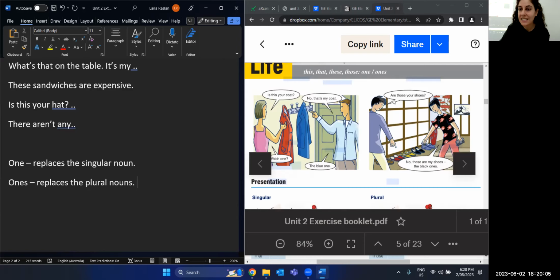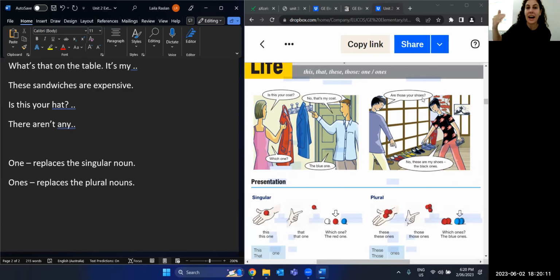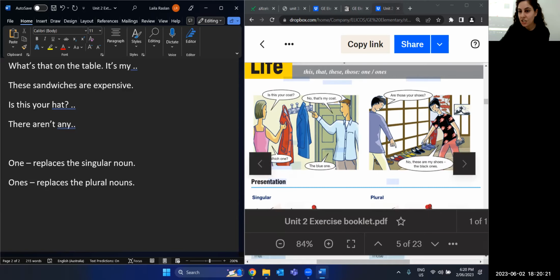So the man says, are those your shoes? So you have to see how it's all matching, plural. Are for many, those, because they're far away. He's pointing at them. Not these, he's not touching them. Those, your shoes. She says, no, these, maybe because they're more close to her, are my shoes. The black ones. It's the same as saying the black shoes. So we don't want to keep repeating the noun. So the black ones. But first we must say the noun, and after we can use the word ones.